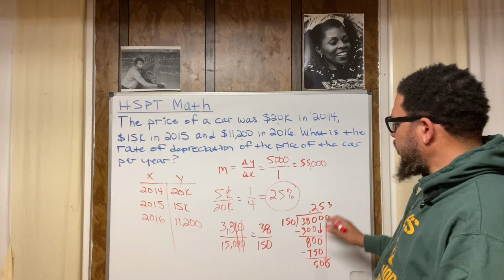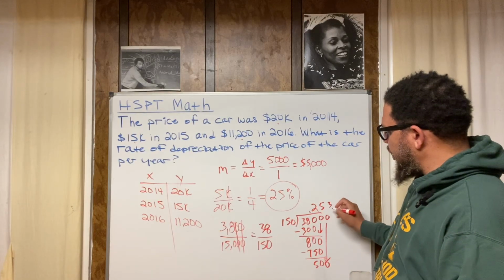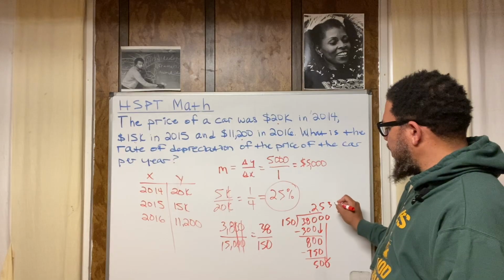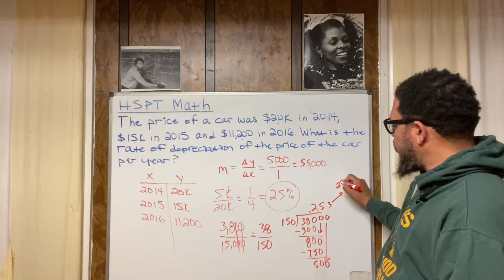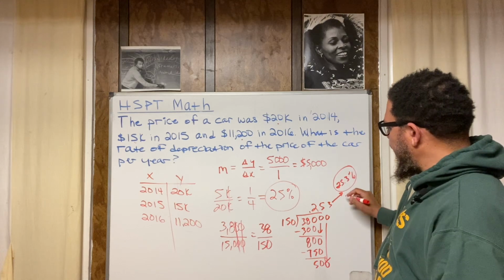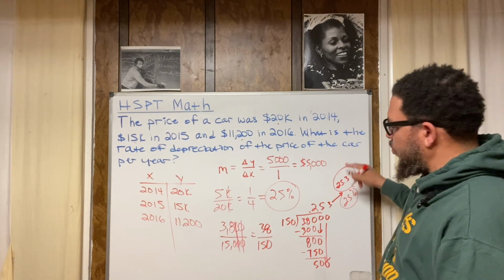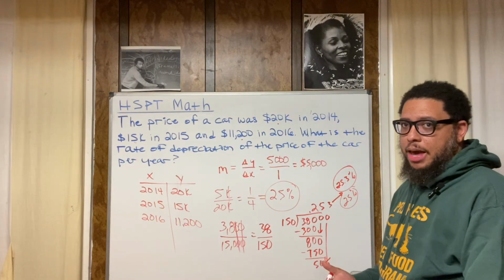But look, we know we're trying to find a 2-digit decimal so that we can convert it to a percentage. So we got 0.253, which would be 25.3%, right? And we can round that to 25%. We can just drop that 0.3 off. So we see what happens, right?